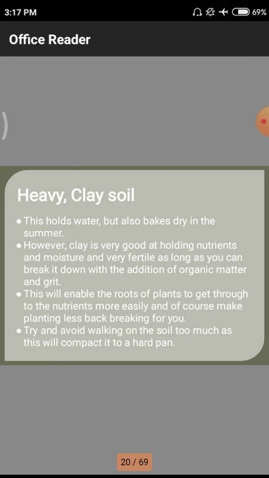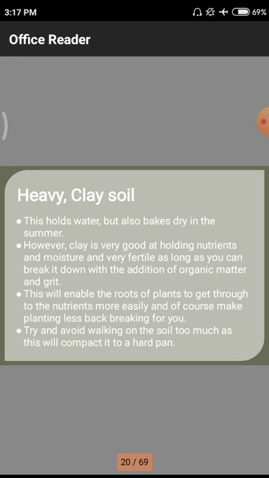Next, we have different kinds of soils. Of those, the first major one is heavy or clay soils. In those heavy or clay soils, what are the major golden points? We need to study those golden points.